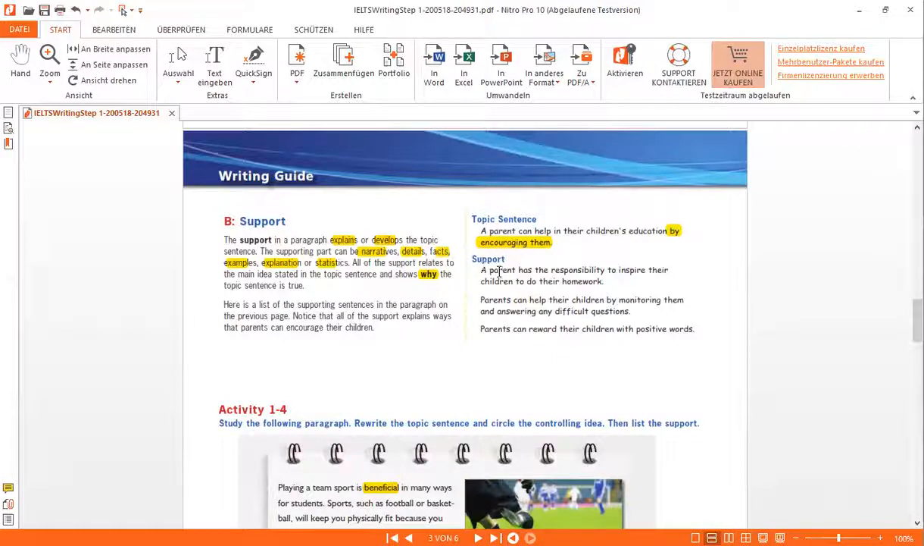The first point is a parent has the responsibility to inspire their children to do their homework. Now, we've learned a few tools here. Which of these tools does this sentence refer to? Take about 5 seconds and make a guess.